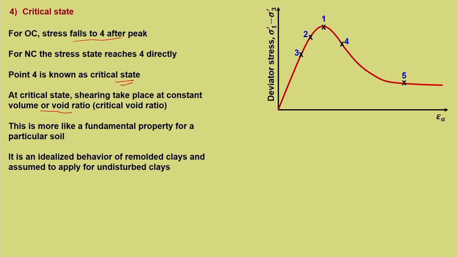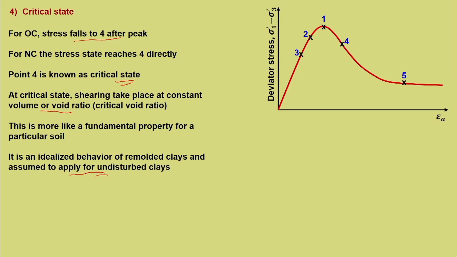We have drawn the failure envelope, and the peak is over and above this critical. So, for any soil, this particular inclination, that is phi critical, the angle of internal friction corresponding to critical state, becomes more or less a kind of fundamental characteristic. It's an idealized behavior of remolded clays, and it is assumed to apply for undisturbed clays as well. In short, it applies to most kinds of soils, but it was mostly idealized for remolded clays.